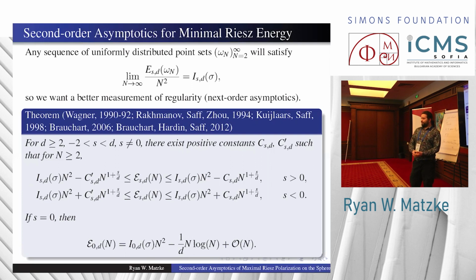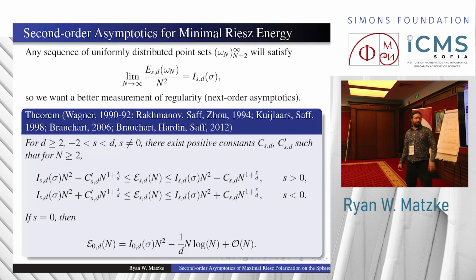So mathematics is, of course, a team effort, and from a variety of results that spanned over 2 decades, it is known that for dimension 2 or greater, again, s between -2 and d, we have that the second order asymptotics of the minimal Riesz energy are of the order n to the 1 plus s over d. Or in the logarithmic case, the second order asymptotics are of the order n log n, and in that case we actually know the explicit coefficient in front of it.